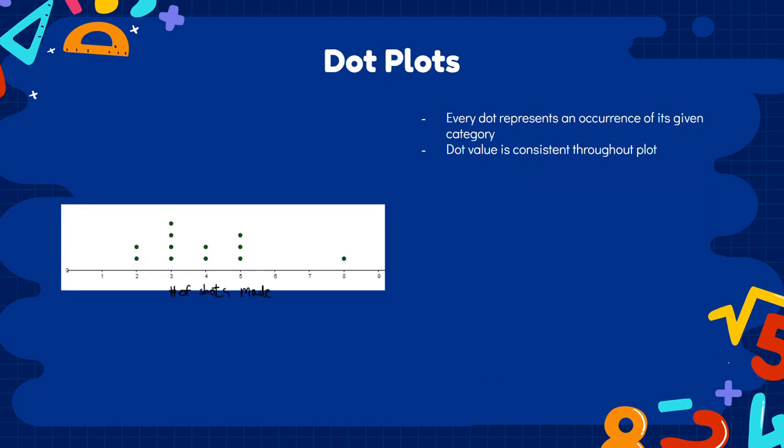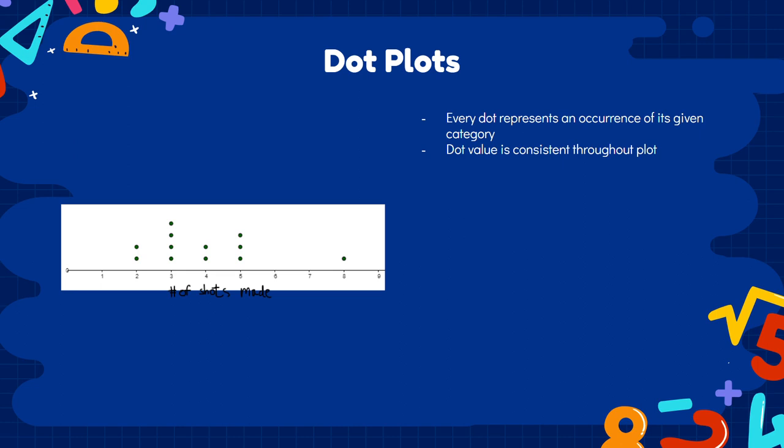Dot plots. Dot plots are pretty straightforward. This is something I feel like everyone has seen at some point, maybe in elementary school, right? But a dot plot is basically each dot representing, okay, so my bullet point says every dot represents an occurrence of its given category.